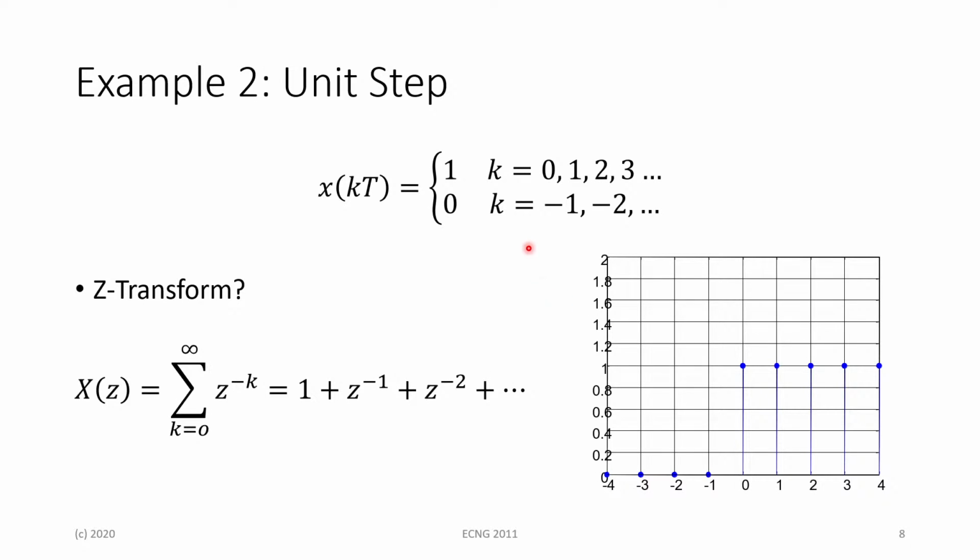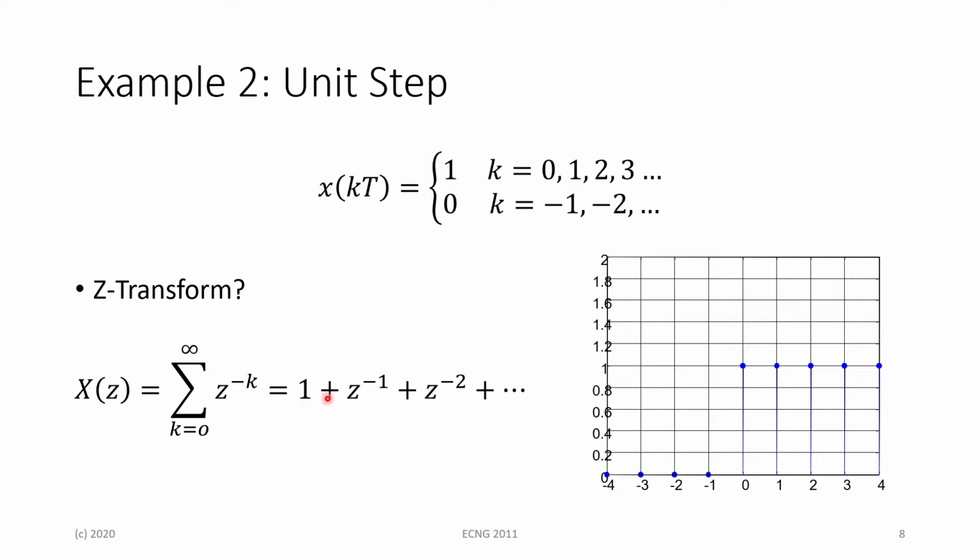So let's watch this now for the unit step. The unit step means that for all negative values of k, it's going to be 0, but all values of k equal to 0 going forward, so 0, 1, 2, 3 going all the way to positive infinity, is going to have a value of 1. If we apply this to our Z-transform, x of kt, with k from 0 going towards infinity, that just basically is going to be 1.